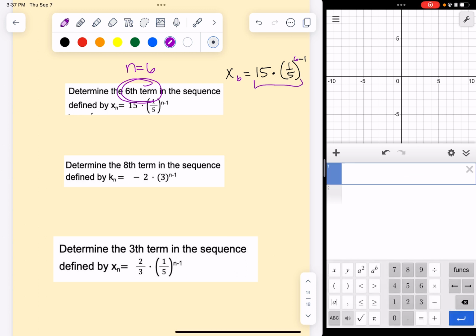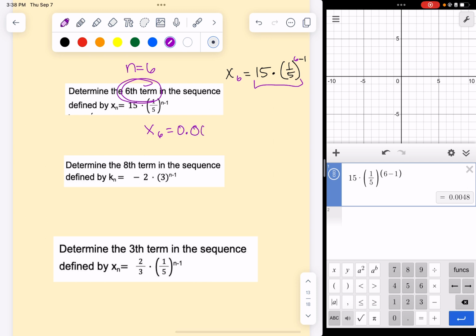This is where you have to be careful, because I'm going to show you. 15 times 1 over 5, you do the little divide here, 1 over 5, little bitty number, 6 minus 1. Do you see how this minus 1 became big? That means it's going to be wrong. You have to make sure the minus 1 is in the exponent, and you have to use parentheses to do so. So your x sub 6 is 0.0048. This would be your answer. Okay?